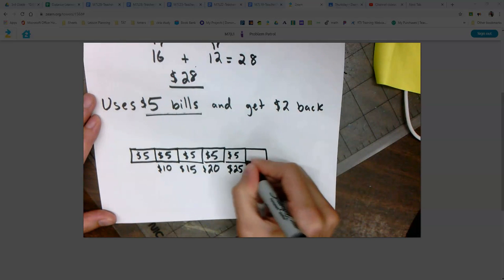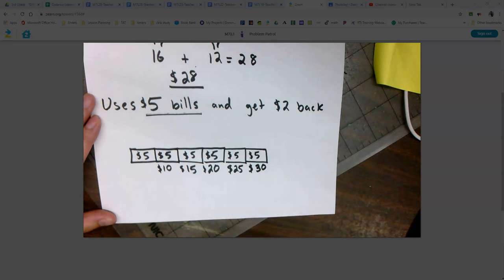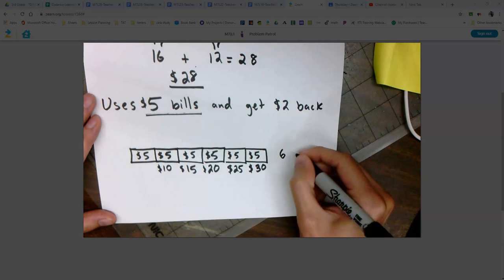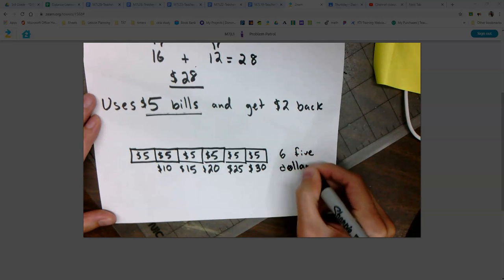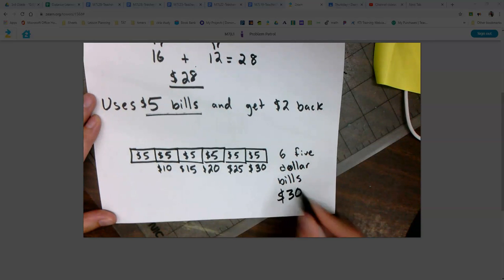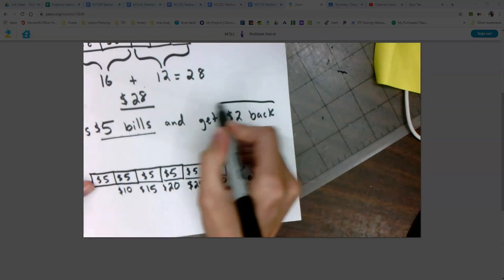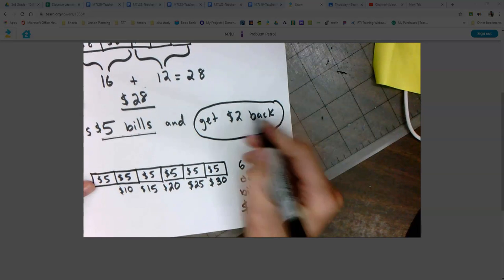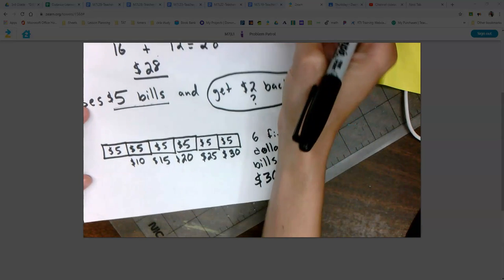Let's see. And another $5. And that is now 30. If he uses 6 $5 bills, he'll pay $30. Now we have to do that last part and see, does he get $2 back? Because if he doesn't get $2 back, we did something wrong and we need to go back and fix it. So let's check it out.